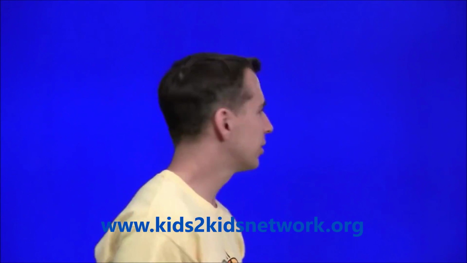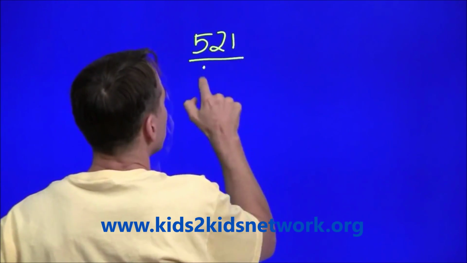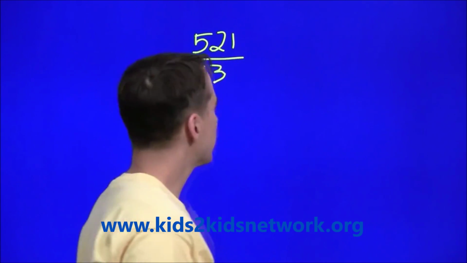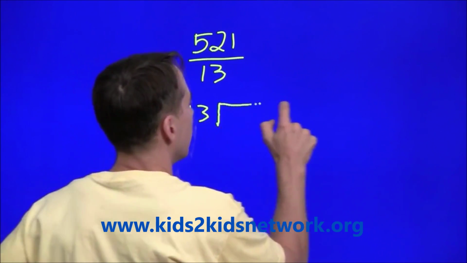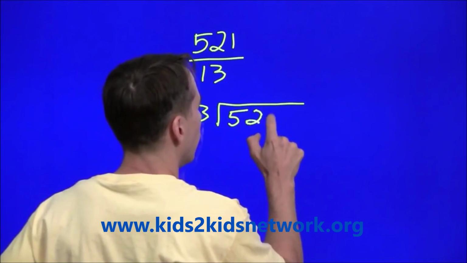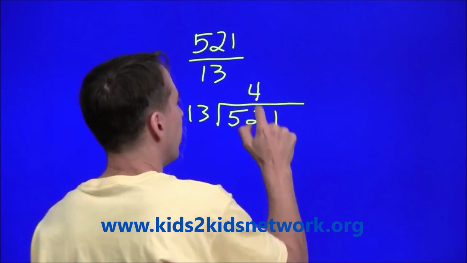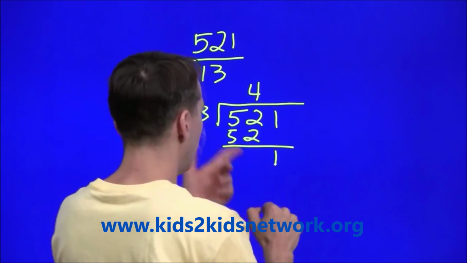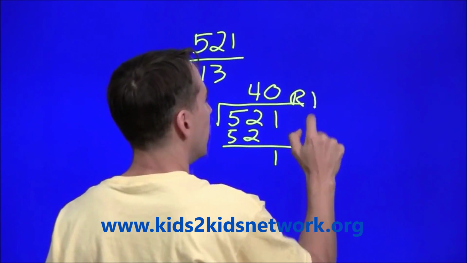I don't often like to do that, but all right, so I said I was 521 over 13 years old. Now, how am I going to turn that into a mixed number? Well, let's see, what's the whole number going to be? I'm going to go ahead and divide 13 into 521. 13 goes into 52 evenly. That's nice. Goes in 4 times. So that's 52. Subtract, 1. 13 doesn't go into 1 at all. So that's 40 with a remainder of 1.